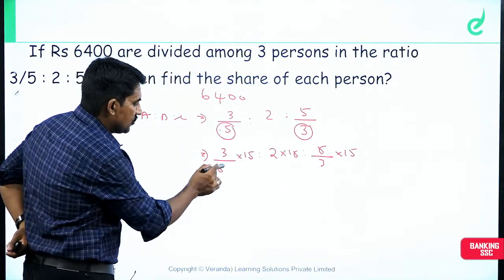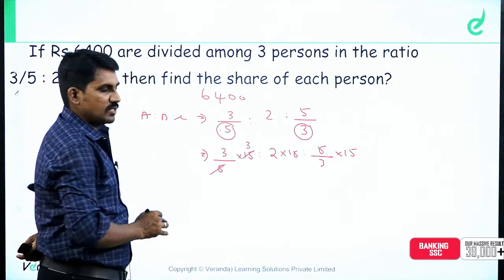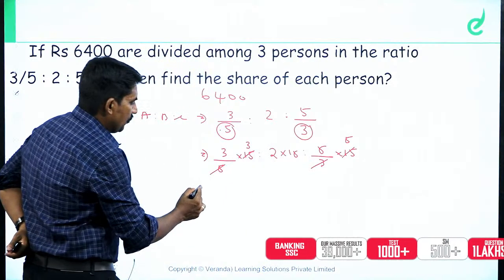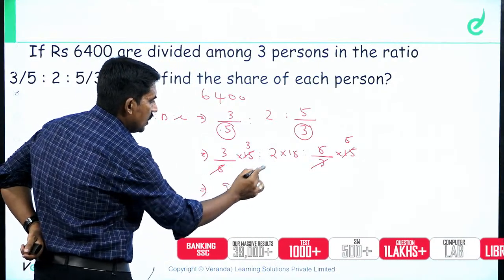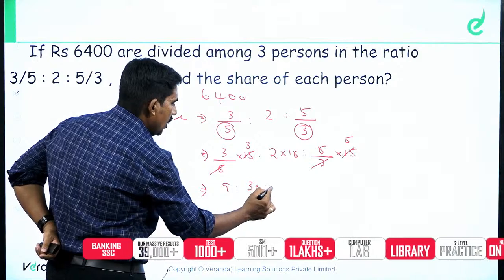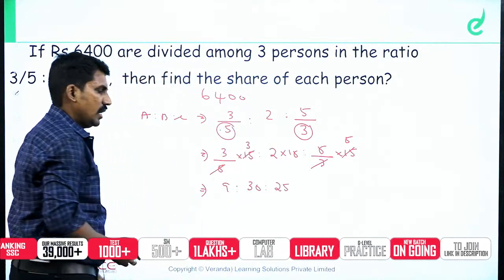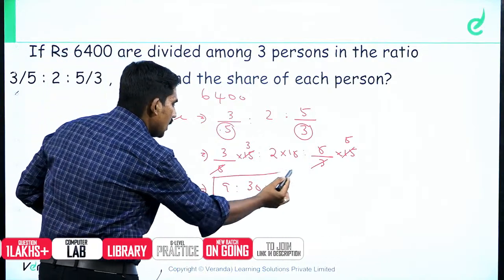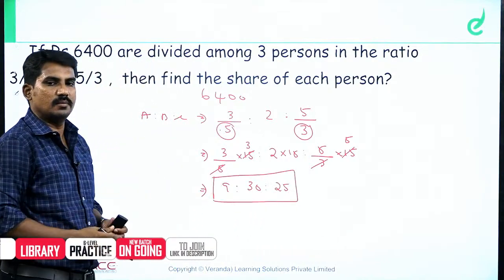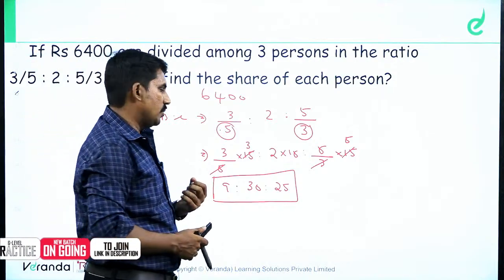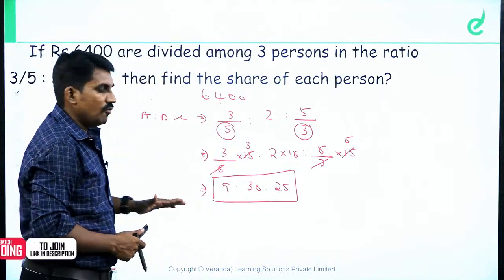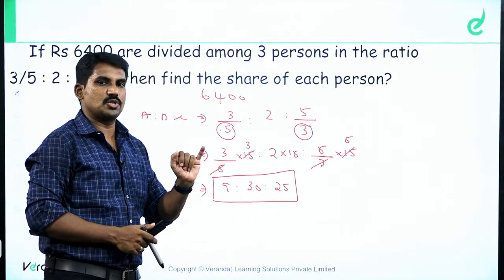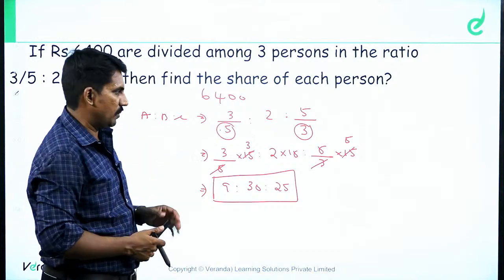Now listen, this 5 and 15 will get cancelled, 3 times. Here this 3 and 15 will get cancelled, 5 times. Therefore, finally we are left with 9 is to 2 into 15, which is 30, is to 5 into 5, which is 25. So 9 is to 30 is to 25. Is there any common factor to cancel? 9 and 30 have a common factor, but 25 does not. Further we can't simplify. The exact ratio is 9 is to 30 is to 25.